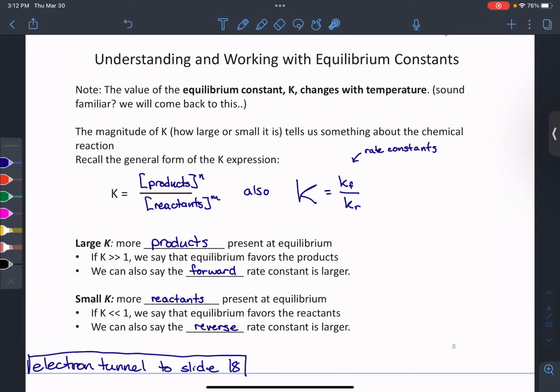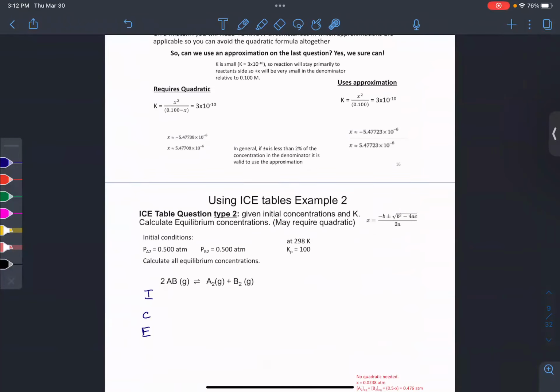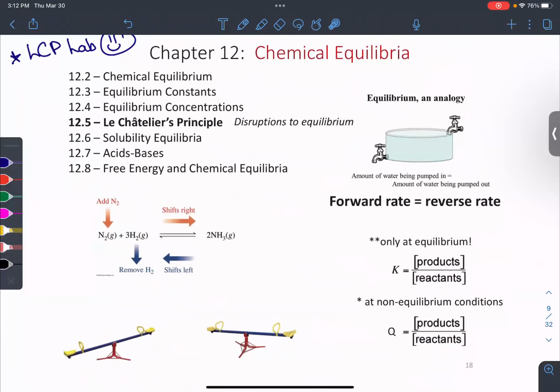All right, so we're going to tunnel to slide 18. We're going to skip all the calculations and go straight to the fun stuff, and we'll come back to the calculations, I promise. We're going to talk about Le Chatelier's principle, because now you know K. Big K, lots of products; small K, lots of reactants. So we're going to talk about disruptions to chemical equilibria, and this will relate to your LCP lab.